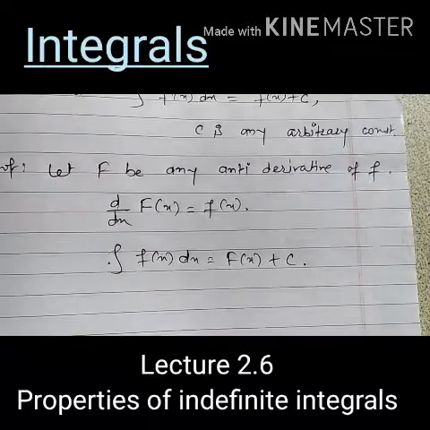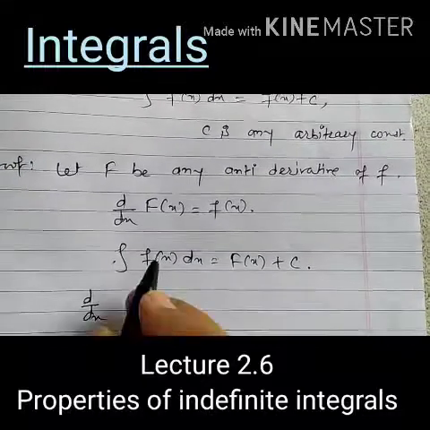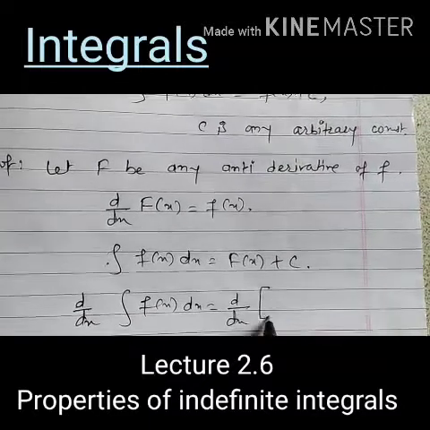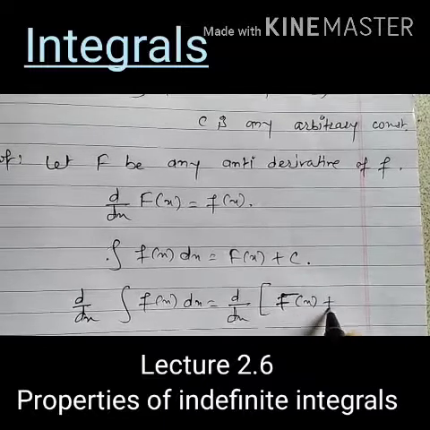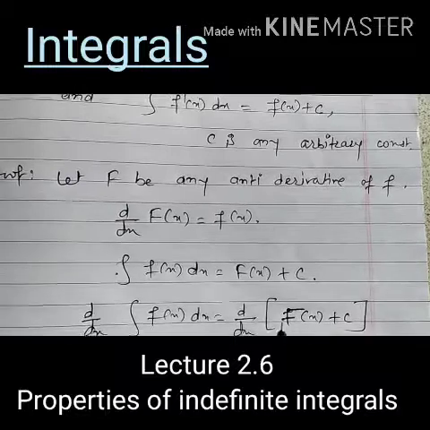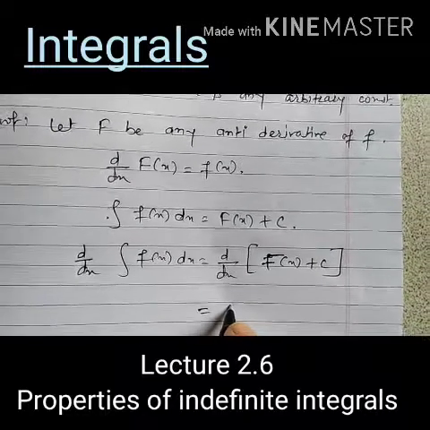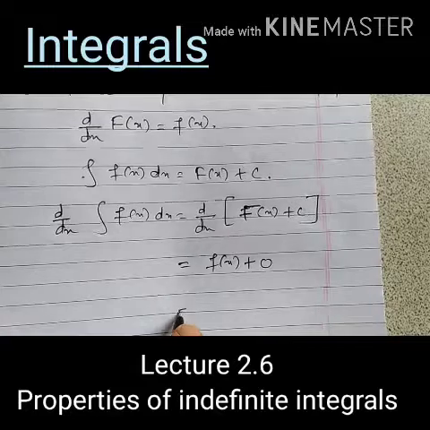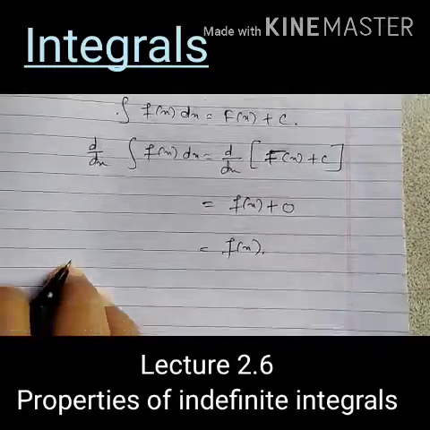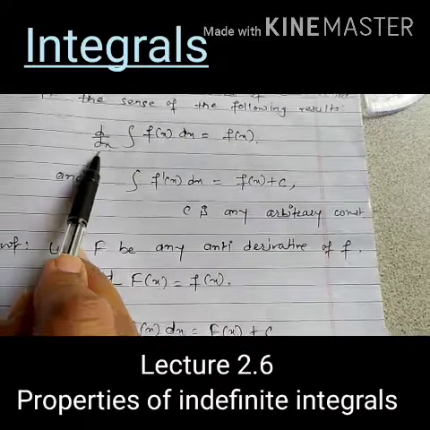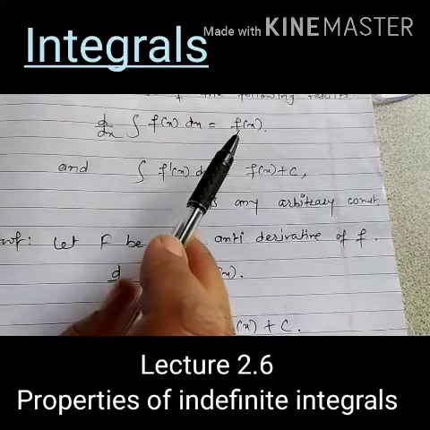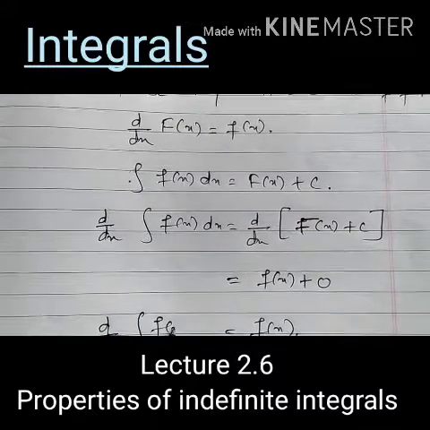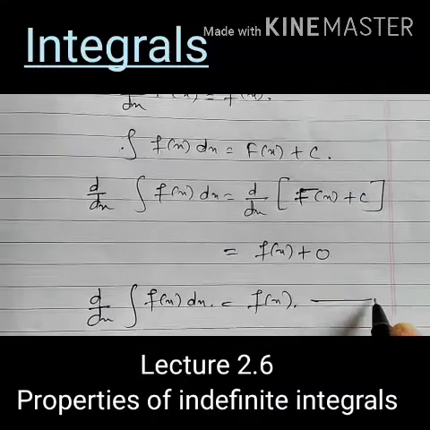Now differentiate on both sides. What will we get? d by dx of the integration of f of x dx is equal to d by dx of capital F of x plus c. Now this is equal to the derivative of capital F of x, which is nothing but small f of x, and as we have seen, the derivative of a constant is 0. This is nothing but f of x. So the first one: d by dx of the integral of f of x dx equals f of x. Understood?